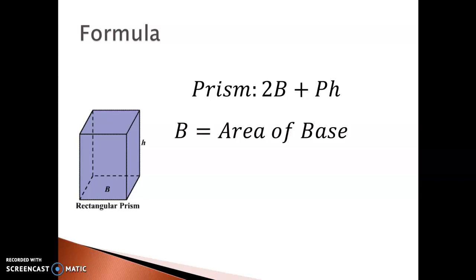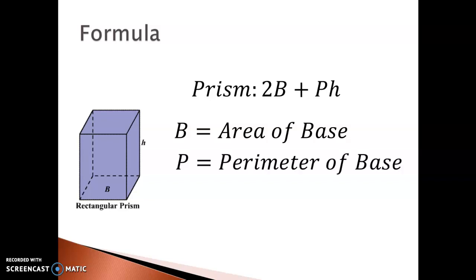Now capital B stands for the area of the base. In this case, a rectangular prism has a base shape that is rectangular. So it's a rectangle. Area of a rectangle is just length times width. Capital P stands for perimeter of the base, meaning add up all of the sides of the one rectangle that is the base. And then H, lowercase h, stands for height of the prism from one base to the exact same base. How long is that?